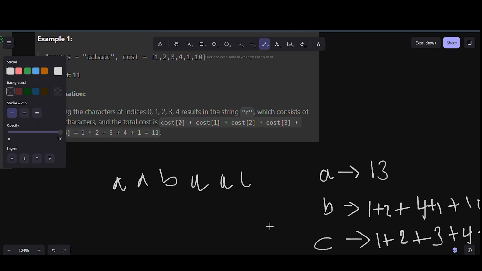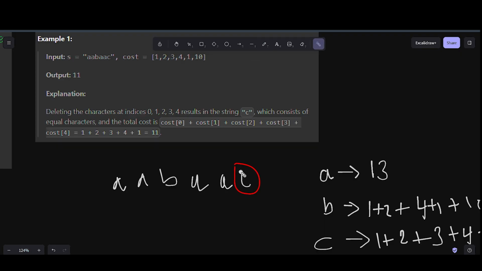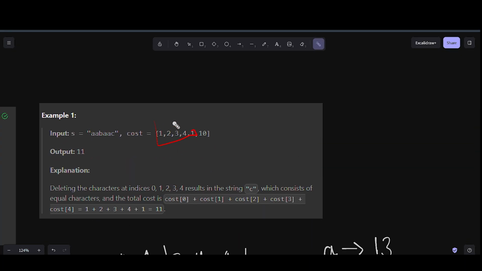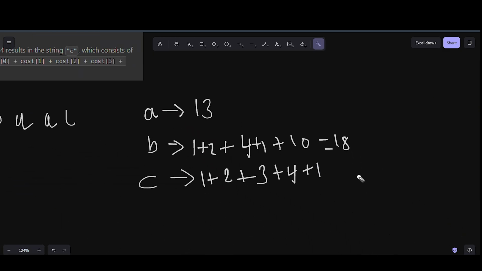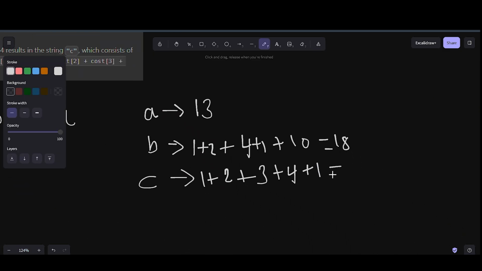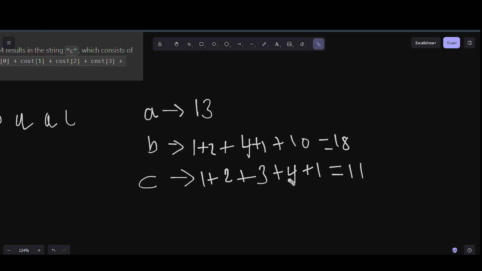If we want to keep C, all the characters which are not C, we have to calculate all the cost of non-C. So we have these given costs, we sum them, then we get the cost. So what is the cost here? Let's calculate 4, 3, 7, 10 and 11. So what we have to return here is the minimum cost.